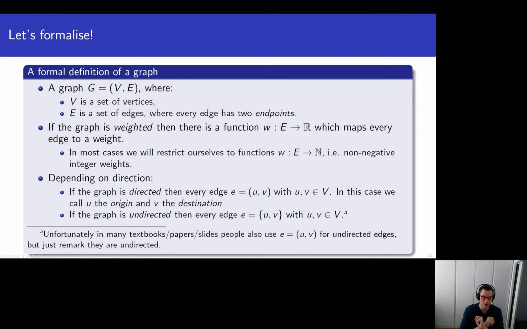That's something I really like, and something that many textbooks do, but unfortunately many just use tuple notation for undirected edges and then remark that it's an undirected graph, so the ordering doesn't matter. I will try to be as consistent as possible: for an undirected edge, we have a set of vertices, and for a directed edge, we have a tuple of vertices. So this is just a formalization of the notation, or the words and definitions I introduced before.